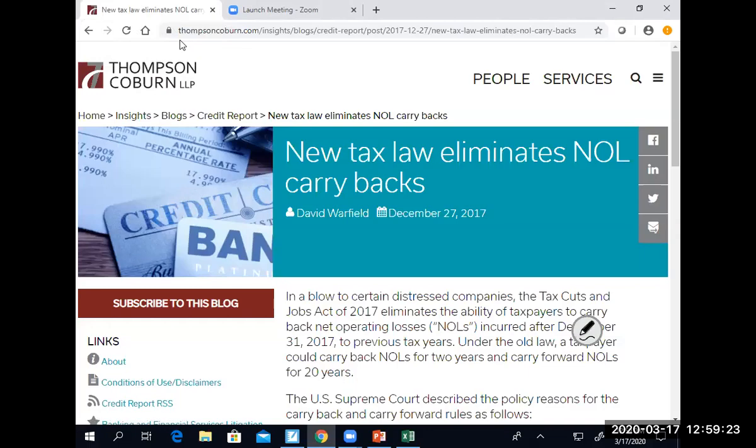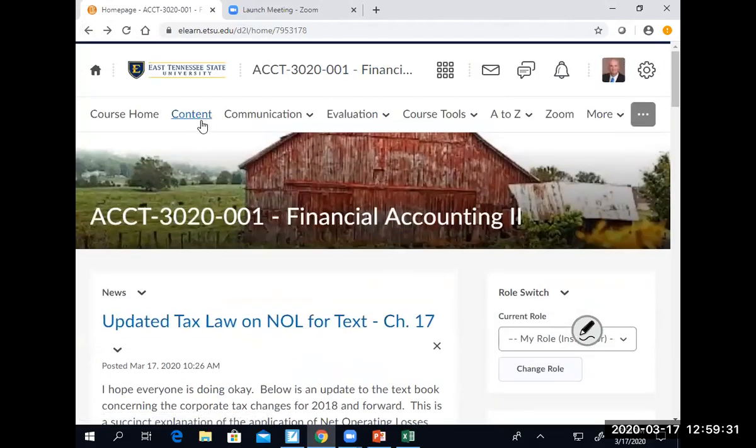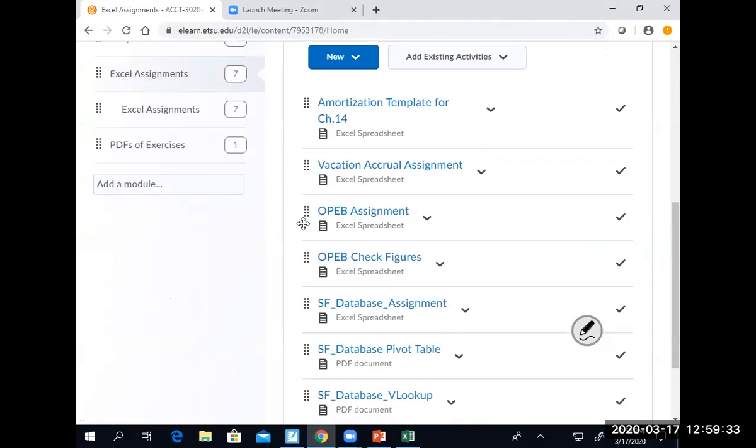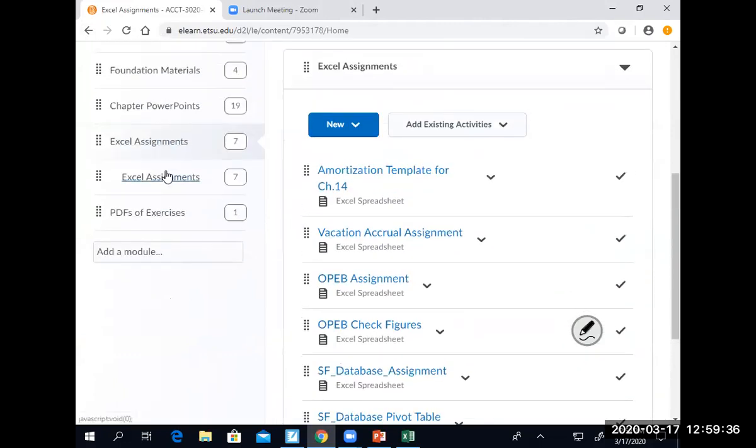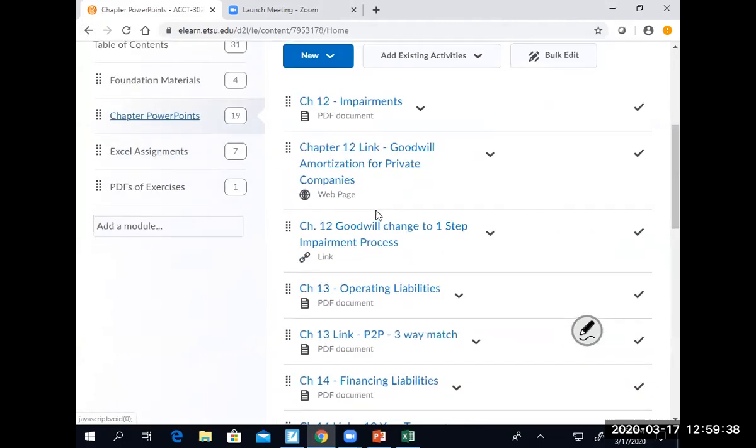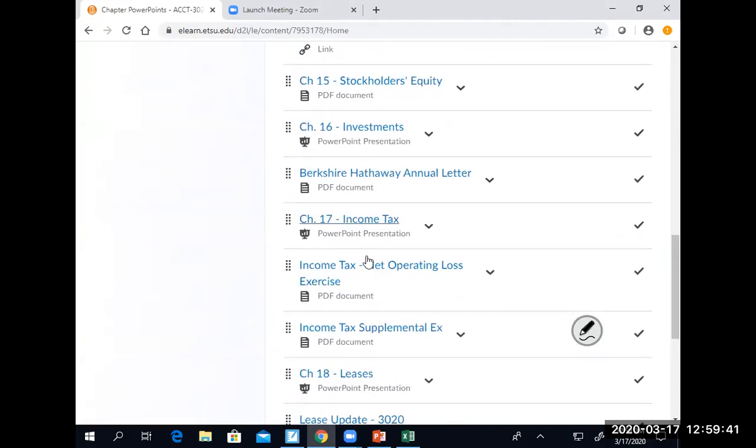So if I go back up here to D2L under content, I've got an exercise out there under PowerPoints, net operating loss exercise, income tax supplemental exercise. Probably just ignore those two. Because again, I don't have any mechanism to test something like that. These are good exercises, and that one actually has the solution.